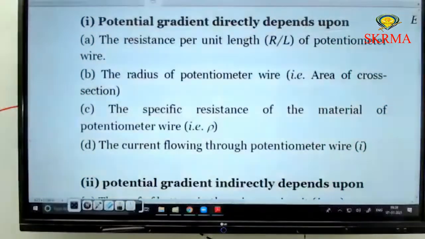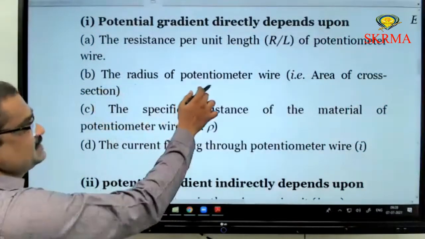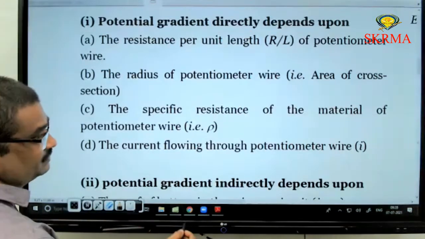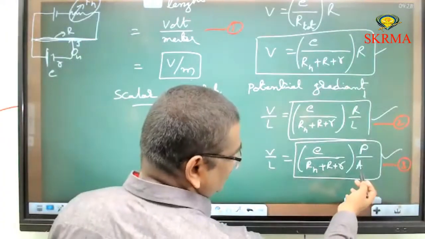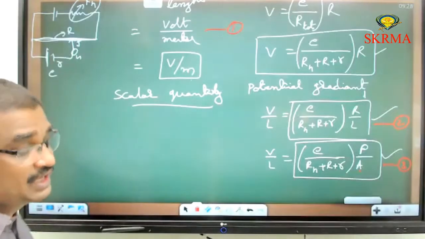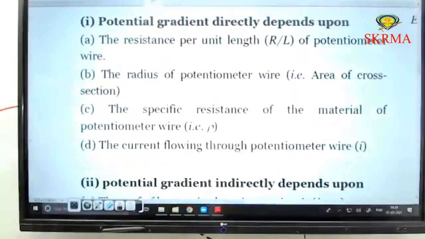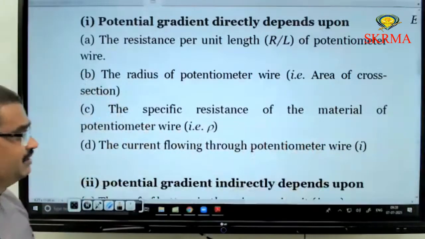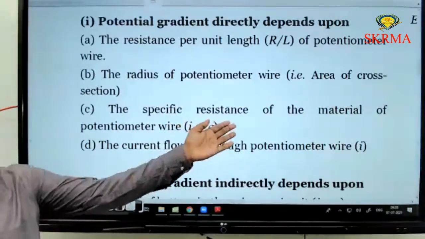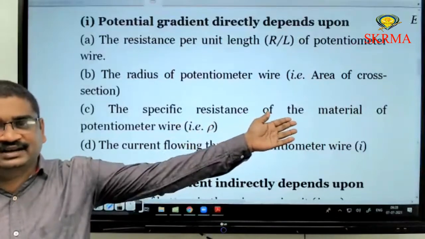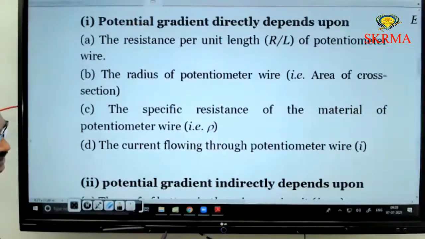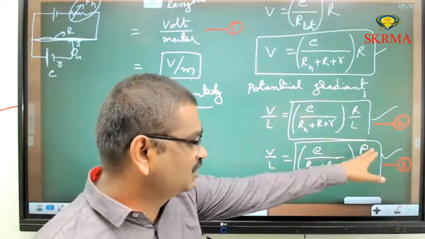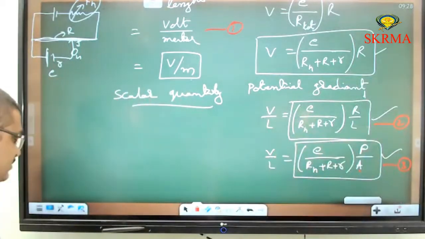Next, what is the next one? The radius of the potentiometer wire, which is nothing but area. Is area there in our equation? In the third equation, area is there. So potential gradient depends on area also. Next, potential gradient depends on specific resistance or resistivity. Is it there or not? Resistivity rho is there in the third equation. So it depends on resistivity also.